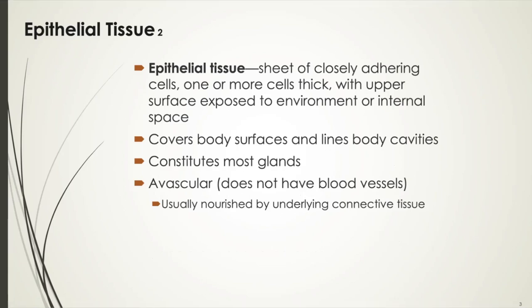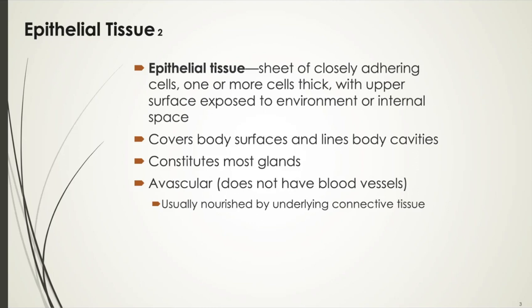The tissue itself is going to be a sheet of closely adhering cells. So the cells are very close together, of one or more cells thick. One means one layer of cells, more means 2 or more layers of cells, with the upper surface being exposed to an environment or internal space, like, for example, a lumen. So it's going to cover body surfaces. Epithelial tissues can also line body cavities. Most of the glands are going to contain those epithelial tissues.